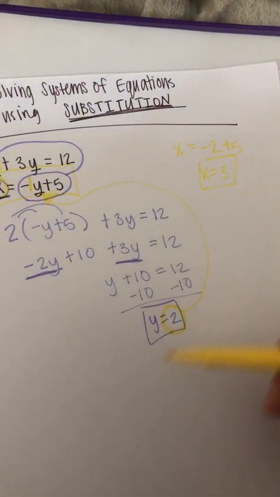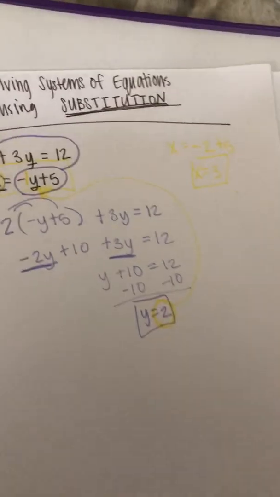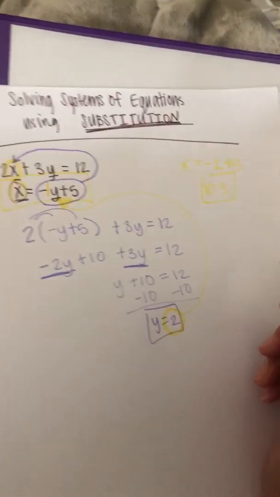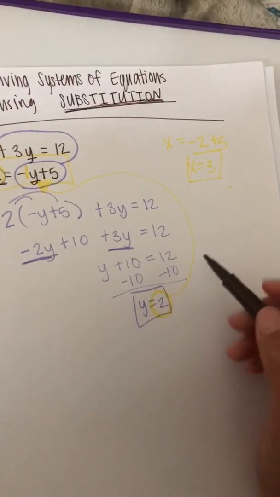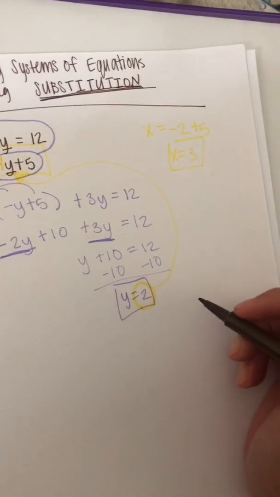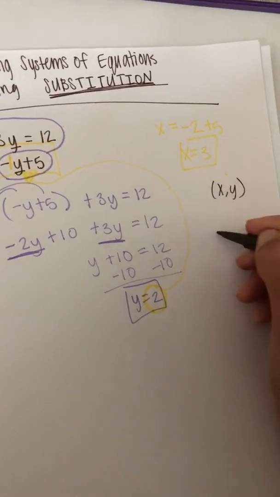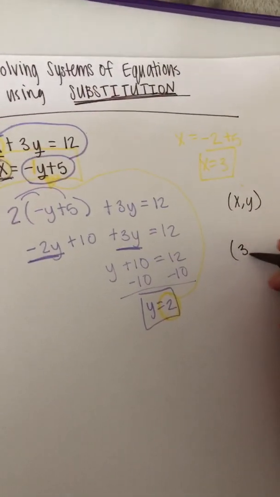Well, negative 2 plus 5 is 3. Okay, so I've got X, I've got Y, but the kicker is if you leave it like that, and this is what I did not like about the video that I posted before this one, is that I need you to write it in a coordinate point, like an ordered pair. So remember, it does go X and then Y, and so my answer is 3, 2.